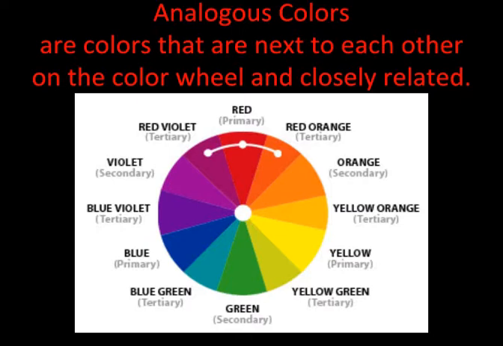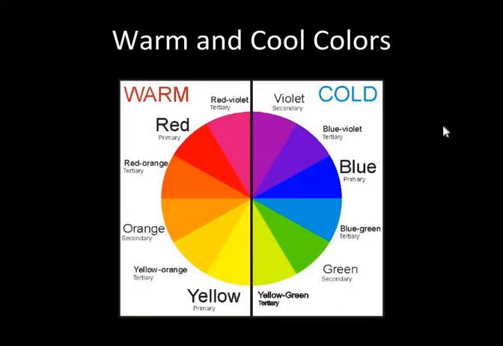Another version of that would be maybe violet, blue-violet, and blue. So three that are right next to each other, they're closely related. Those are analogous colors.